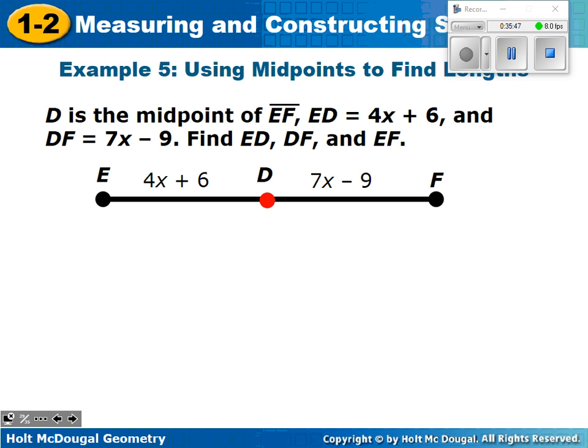Okay. So it says D is the midpoint of line segment EF. They give us what ED is, and they give us what DF is, and they label the picture. If you don't have a picture on your homework, you may want to draw yourself a picture and label it before you start. They want you to find the distance from E to D, D to F, and E to F. What are we going to do here? Okay, what could our equation be?